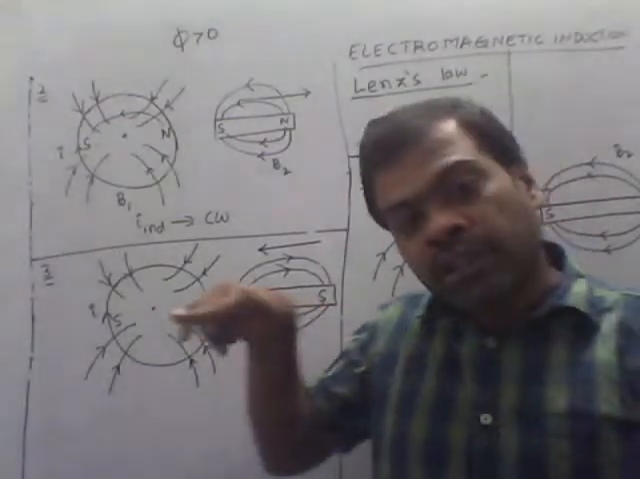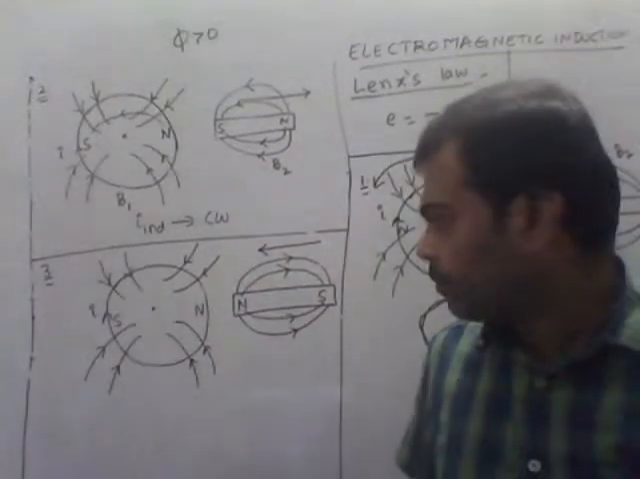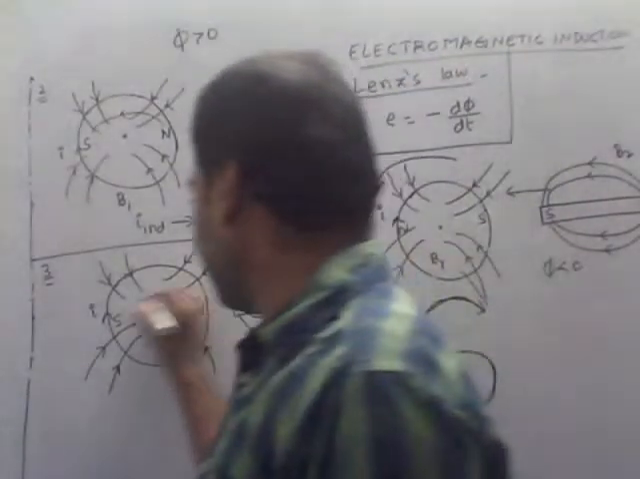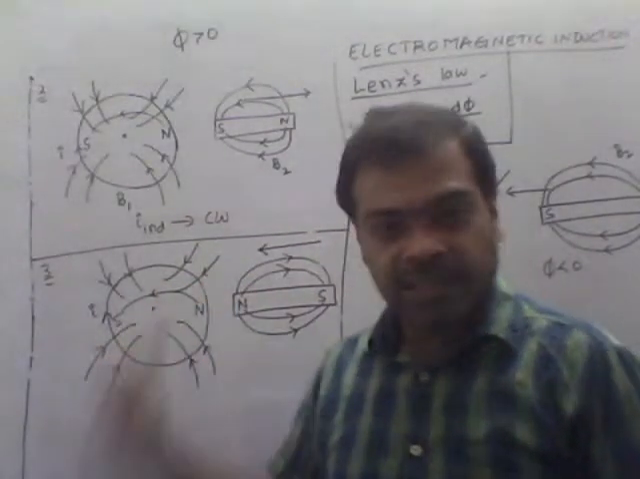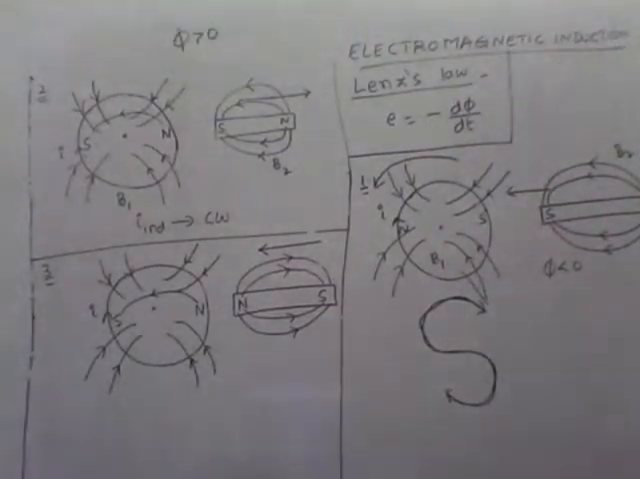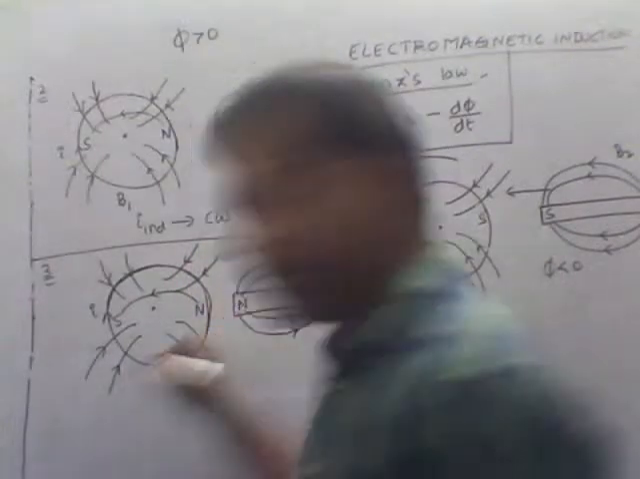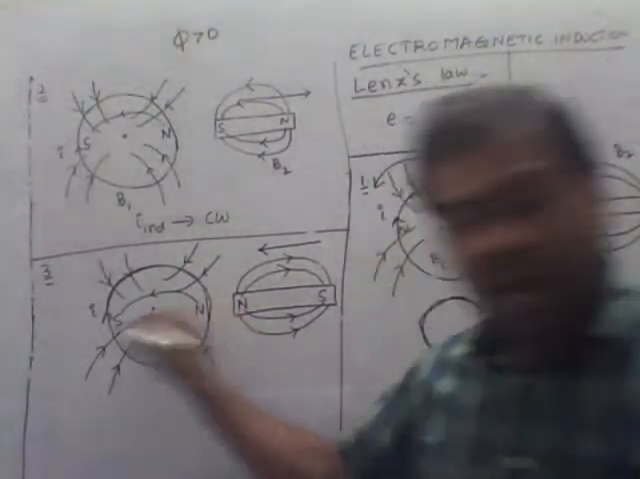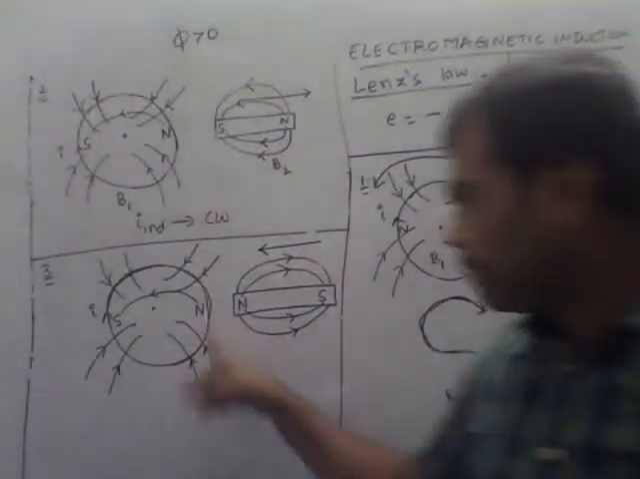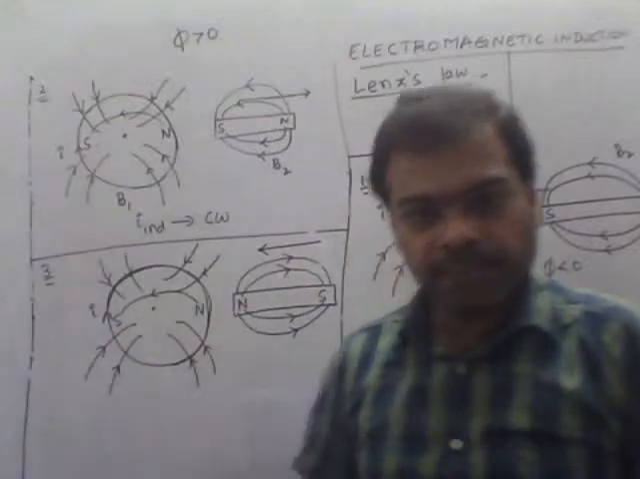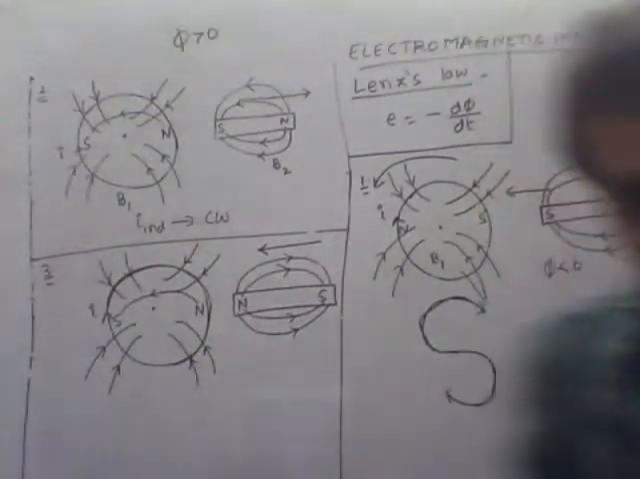Now the induced direction must be opposite to the original direction. Here the current is moving in the clockwise direction. Due to that, the poles are induced. Here it is the north pole and this is the south pole. That is, the induced current will move in an anti-clockwise direction.